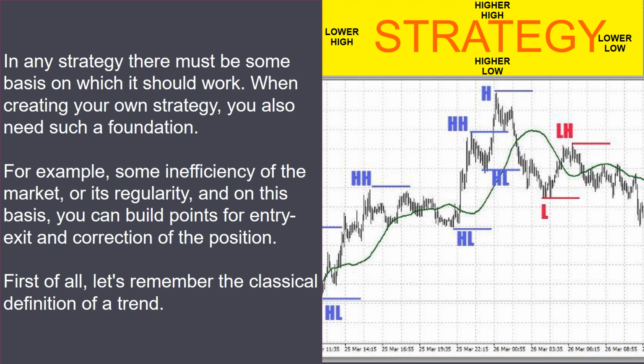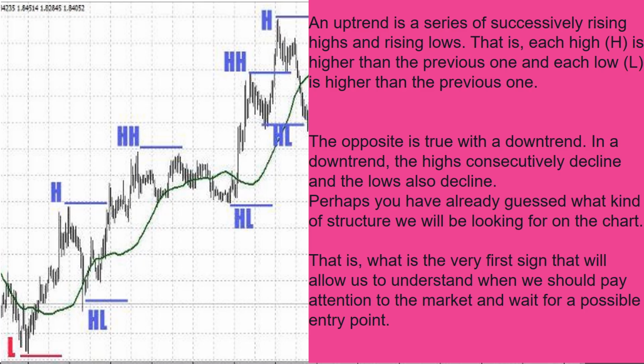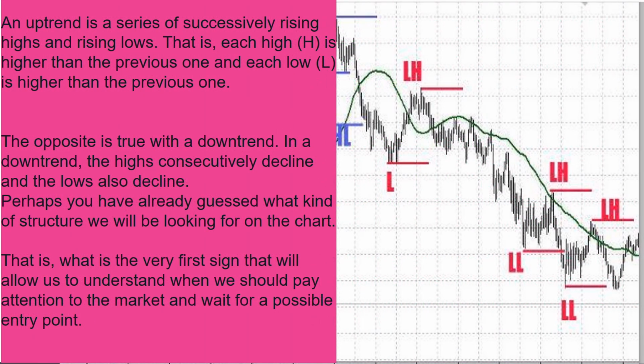First of all, let's remember the classical definition of a trend. An uptrend is a series of successively rising highs and rising lows. That is, each high, H, is higher than the previous one, and each low, L, is higher than the previous one. The opposite is true with a downtrend. In a downtrend, the highs consecutively decline and the lows also decline.